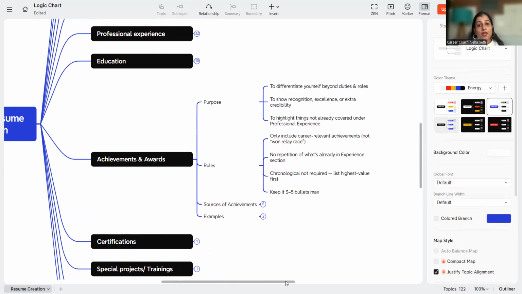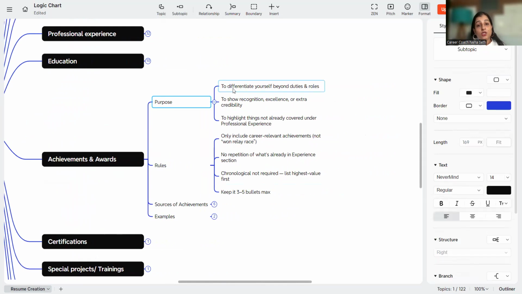So this section is very relevant. The purpose of this section is to differentiate yourself beyond the duties and the roles, and to show the recognition, excellence, and extra credibility. So if somebody is reading this section of yours, which is talking about the achievements and the awards, he or she is immediately getting that trust in you, or the credibility factor increases. Okay, so how it is done, because you are mentioning about the achievements, and it's not about the relay race you won at the school time or in the college.